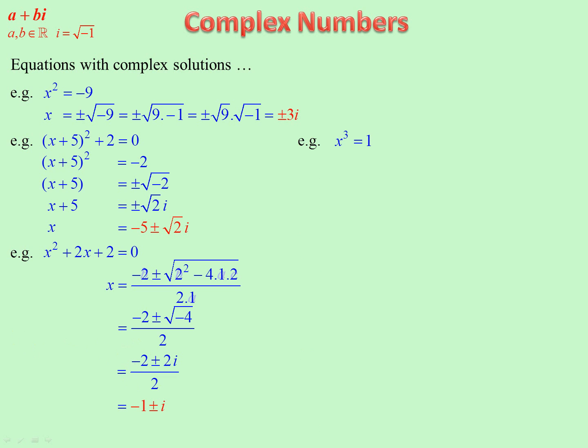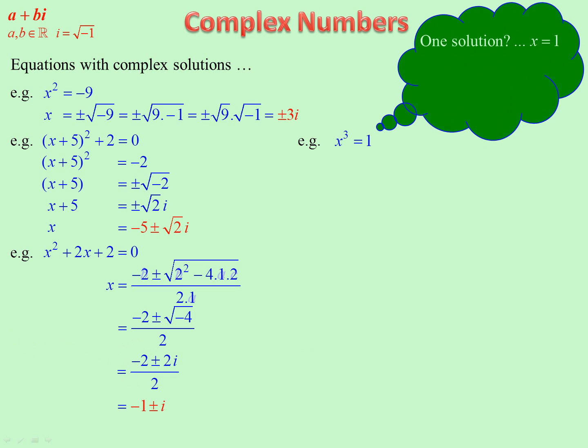x cubed equals 1. Now up to now, we've said the only solution is 1. But in fact, degree 3 means that there are probably 3 complex roots. Sometimes there are more in some equations of different powers. So let's do that in a different way.